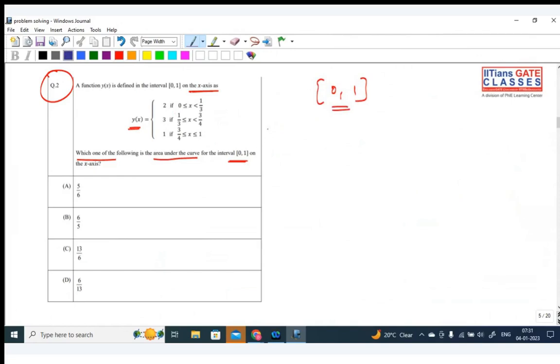So you have to find the area of this, 0 to 1 y of x dx. So 0 to 1 by 3. Okay, so you can say that this is 2 into, you know, you can directly solve because all the functions are constant here, right? So you don't have to integrate basically, but yeah, you can do just, right?